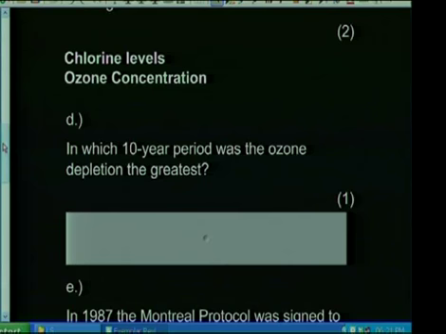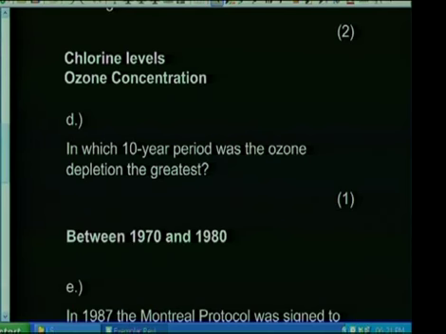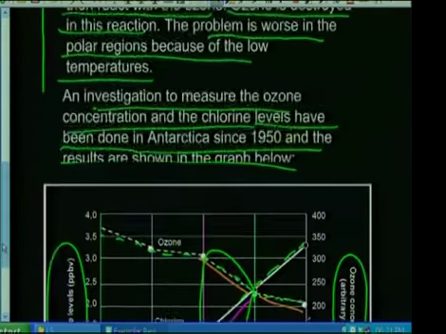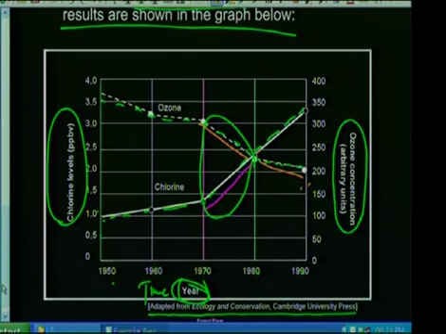In which 10-year period was the ozone depletion the greatest? And that's easy. I showed you on the graph. That will be between 1970 and 1980. We looked at that in the graph. Let's go back to see that again. And there we go. That's the biggest decrease there.